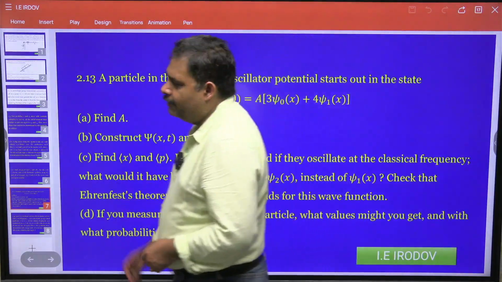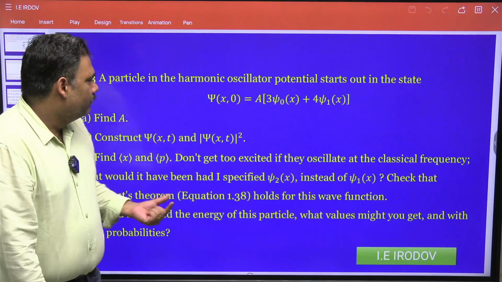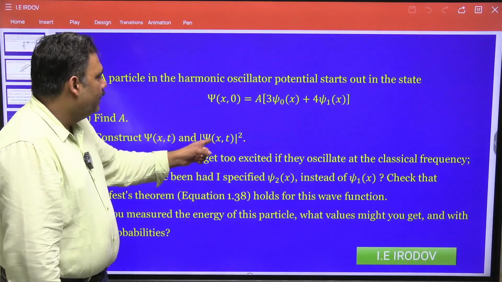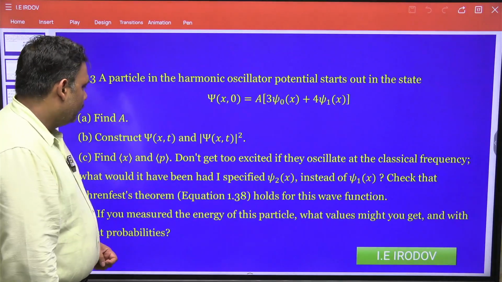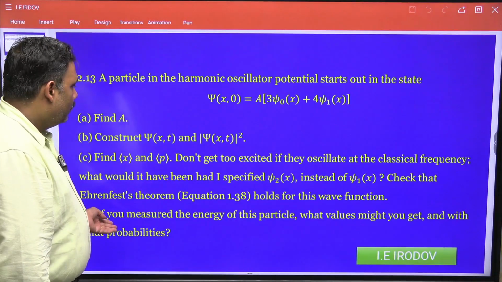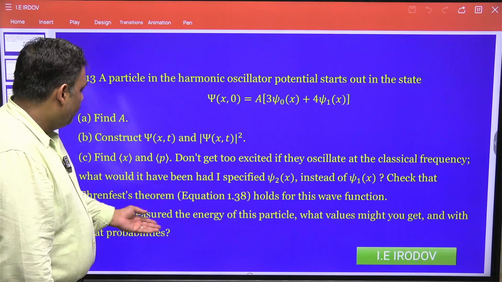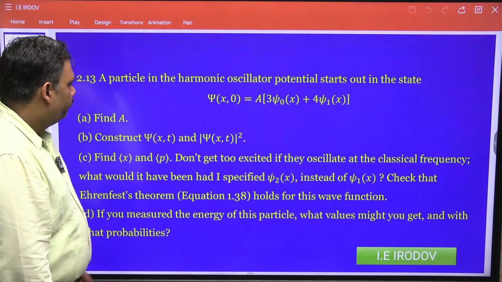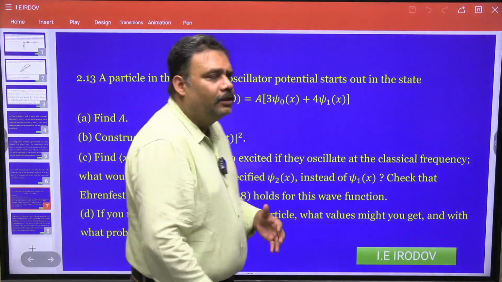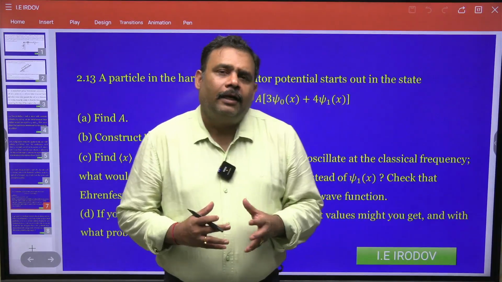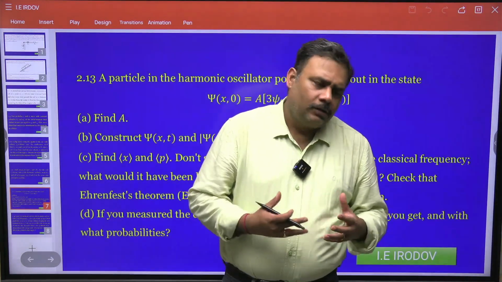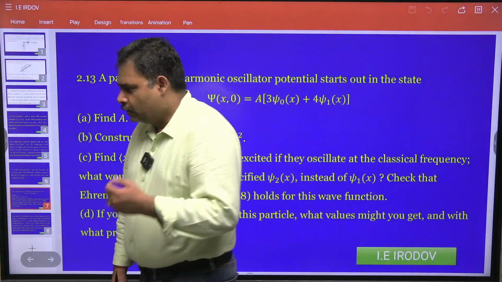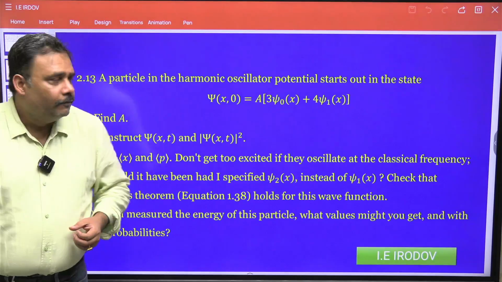So this is given, and then we have to calculate the average value of x and the average value of momentum on the psi(x,t) state. So this is very interesting. And the next problem is that we also have to find, if energy is going to be measured, what the measurement will be and what the associated probability will be. And in between, it is also said to check the Ehrenfest theorem and see how it is very close to the classical system. So let's go step by step through each and everything.